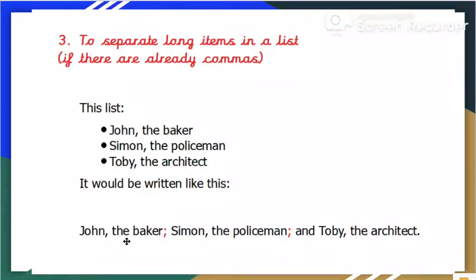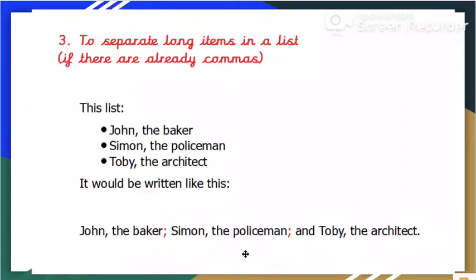So John the baker, he's still one part of my list. Like here, he's one bullet point. John the baker, so I would use a semicolon, because if I used another comma, it would become very confusing for my reader. Simon the policeman, so now I've listed two, John, Simon, and so I've used another semicolon, and Toby the architect.